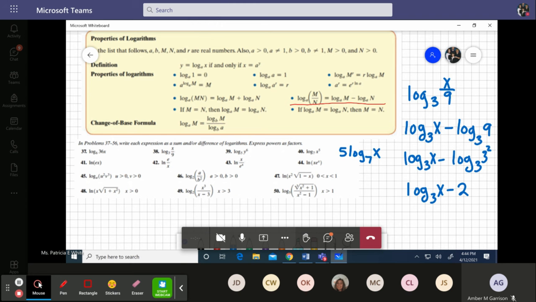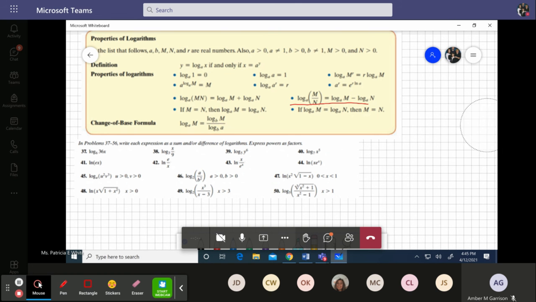What about 42? I'm kind of pushing on these ones that don't have a base because you kind of need to know what it is if it's not written in there, right? So that's the natural log of e minus the natural log of x. What number is not written in there that we need to know is there if it's not?